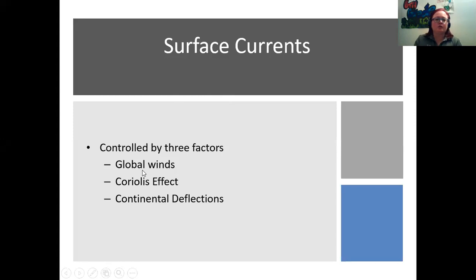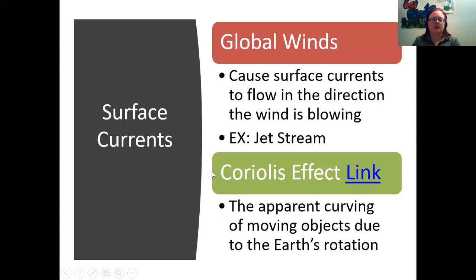Surface currents are controlled by three factors: the global winds, the Coriolis effect, and the continental deflections. Global winds cause surface currents to flow in the direction of the global wind, for example, the jet stream. The Coriolis effect is the apparent curving of moving objects due to the Earth's rotation.